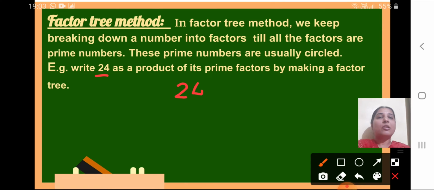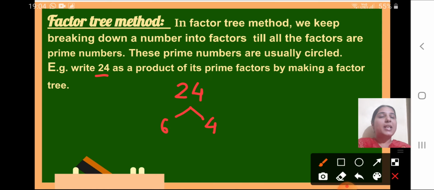First we will write 24 and then we will break it down. We will write it as a product of two numbers. So what two numbers, if you multiply, you will get 24 as a product? You can choose 12 2s are 24. You can also choose 6 4s are 24. Then 8 3s are 24. So let's go here for number 6 4s are 24.